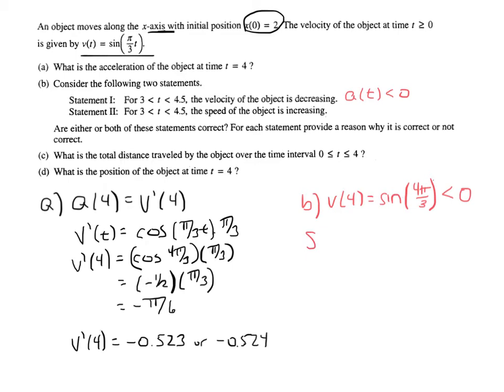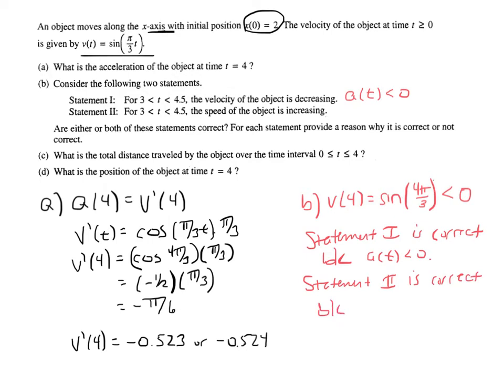So we'll say statement 1 is correct because acceleration is negative. Statement 2 is also correct because velocity at 4 is negative, and acceleration at t equals 4 is negative.